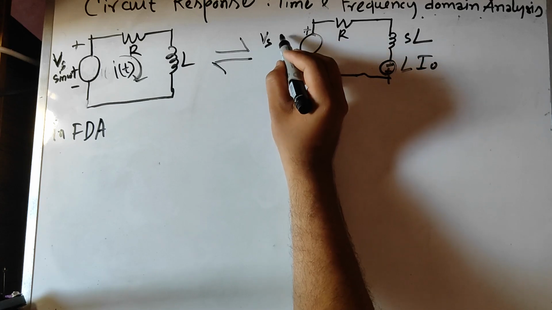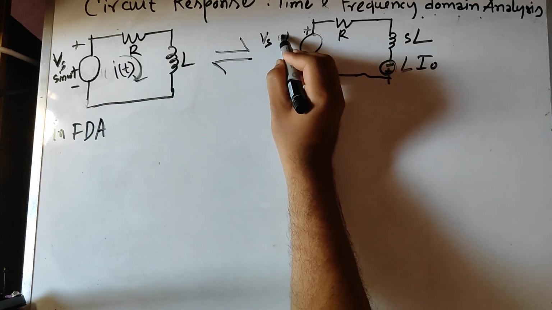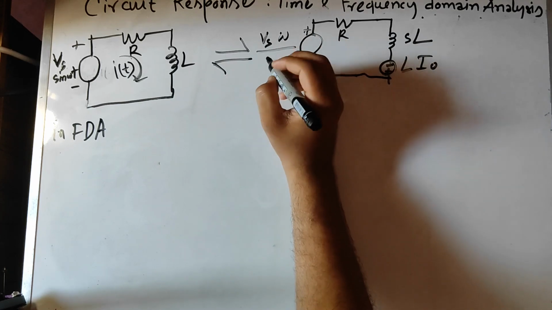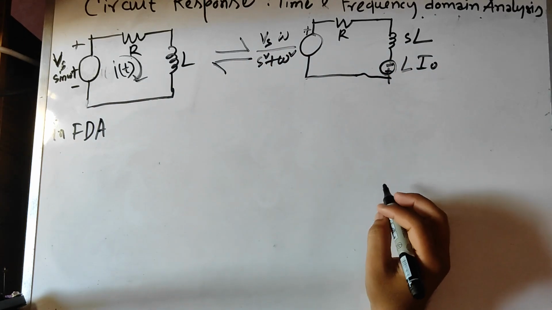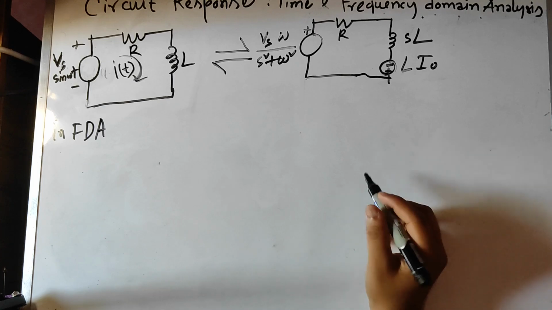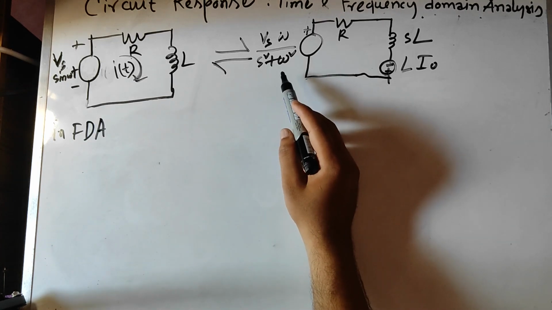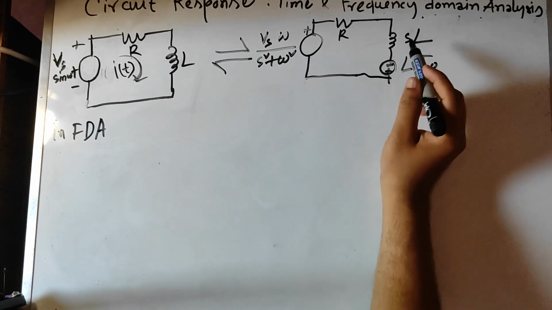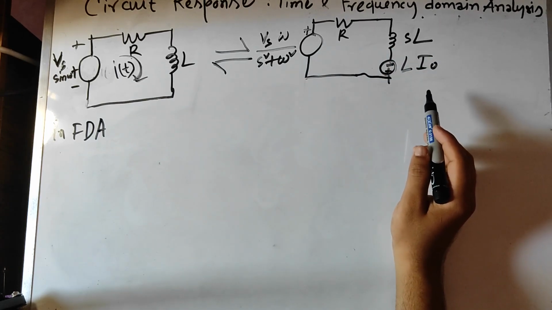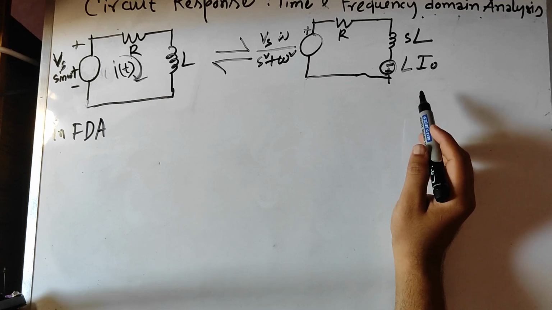For the sinusoidal input, the Laplace transform gives Vs sine omega t as omega by s square plus omega square. You can see it in the list of formulas of Laplace transform. So this is the transformed circuit in frequency domain, where s is the complex frequency.